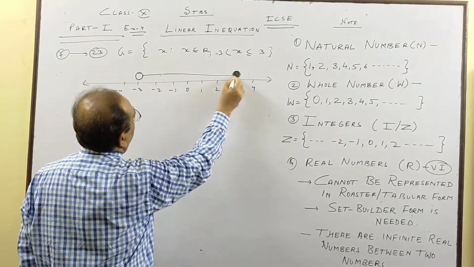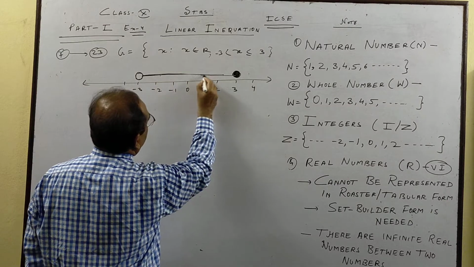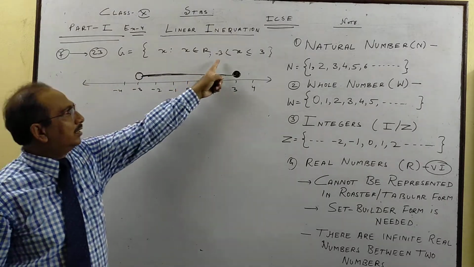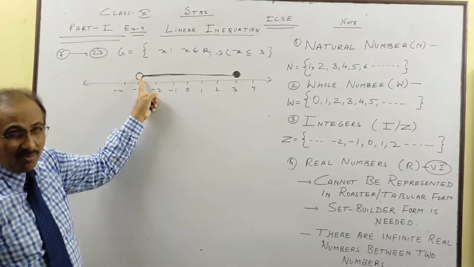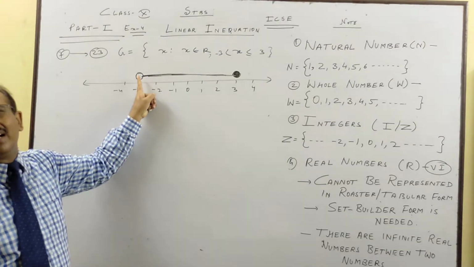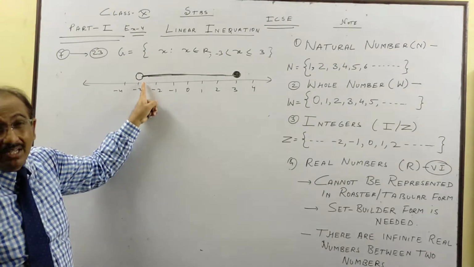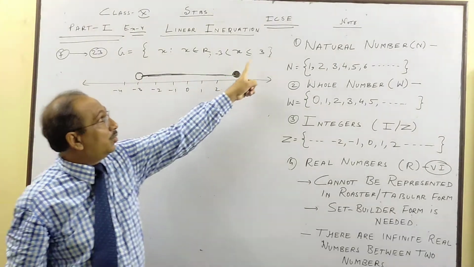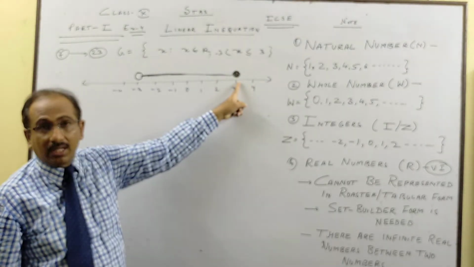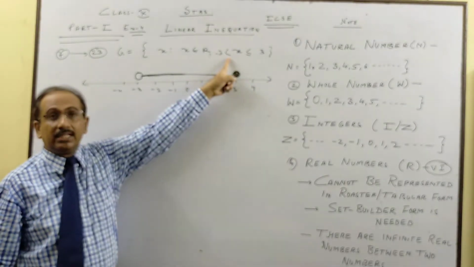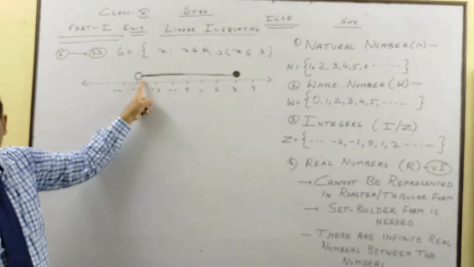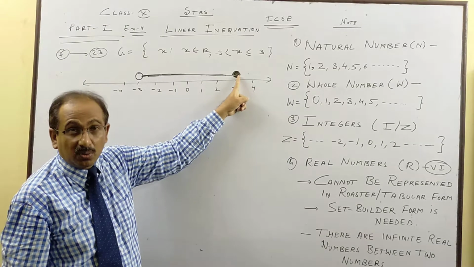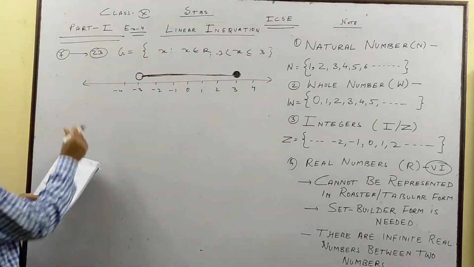Then you join. So once more, children, see here nicely what we are doing. Greater than minus 3 means you leave minus 3. Hollow means just that number we leave. But even minus 2.99 we include, and here 3 is included. So where the equal to sign is there, we put a dark circle. Where no equal to sign is there, we put a hollow circle, which represents that this is excluded and this is included.